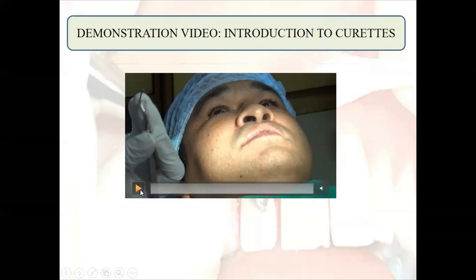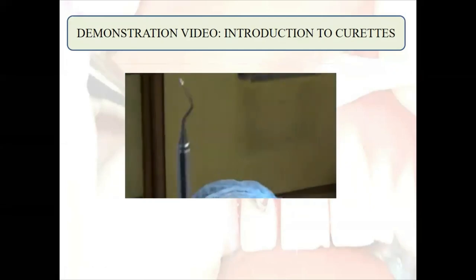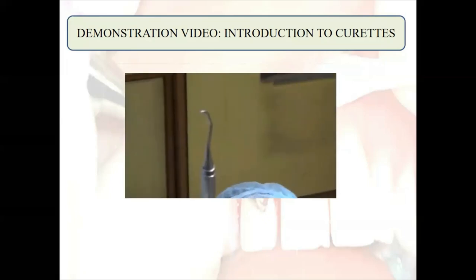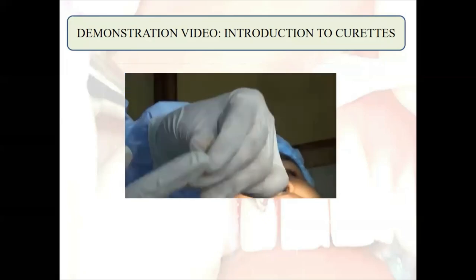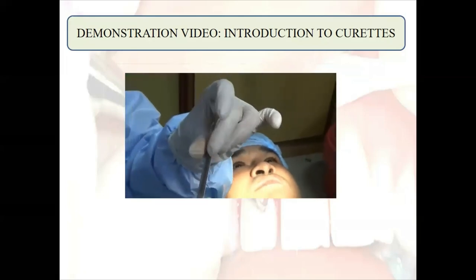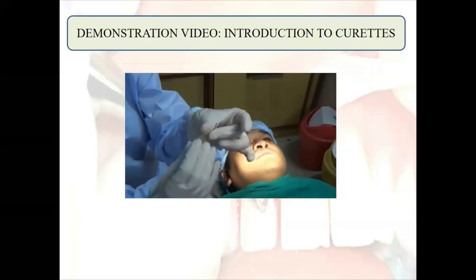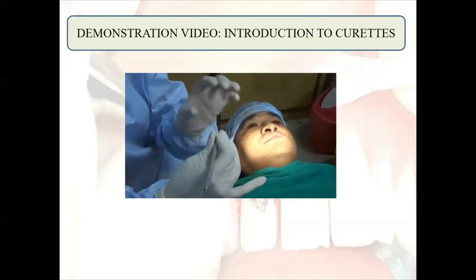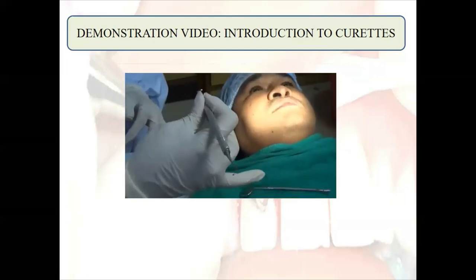Now we'll be making you acquainted with different kinds of curettes. Curettes are periodontal instruments meant for the curettage procedure only. As you can appreciate, the working end is not as sharp as a scaler; the tip design is more of a rectangular shape.